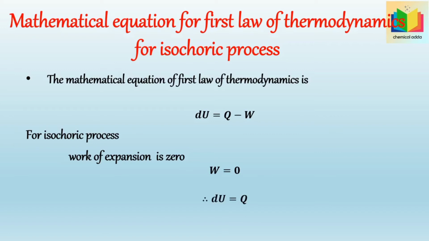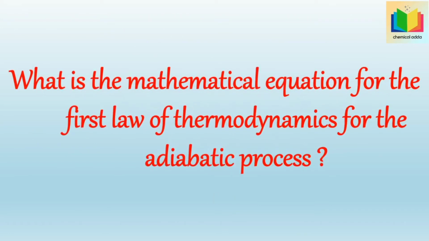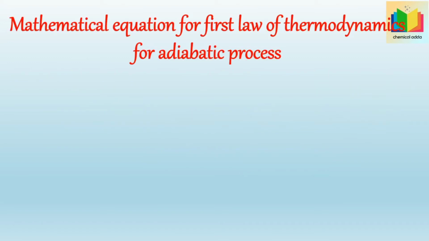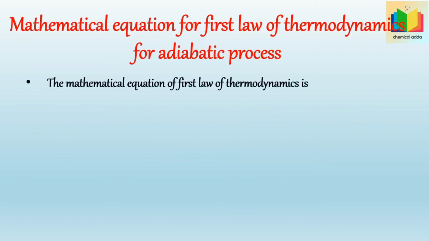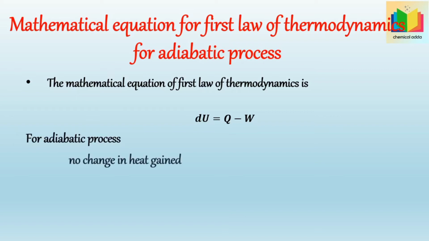Now, next question is, what is the mathematical equation for the first law of thermodynamics for the adiabatic process? So, as we know, the mathematical equation of the first law of thermodynamics is dU = Q - W. But for the adiabatic process, there is no change in heat gained. Hence, Q = 0. Hence the equation of the first law of thermodynamics for the adiabatic process is dU = -W.